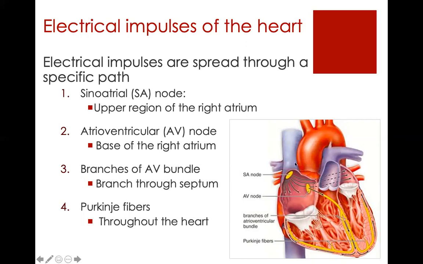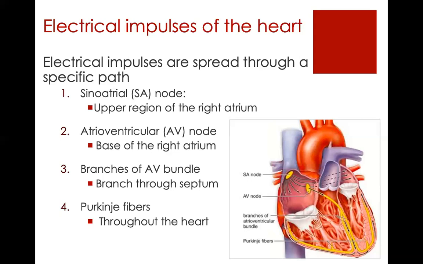This SA node creates electrical impulses that are passed down to the next structure called the AV node. The AV node is located at the base of your right atrium, basically between your right atrium and your right ventricle. Furthermore, you have these main branches that are forming right here called the branches of the AV bundle.